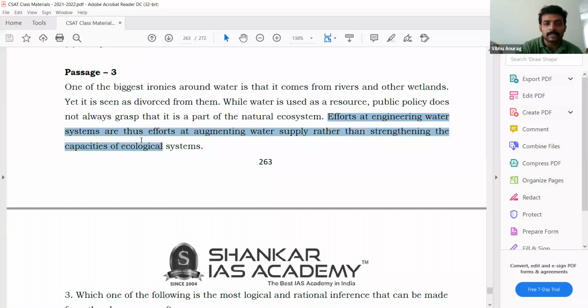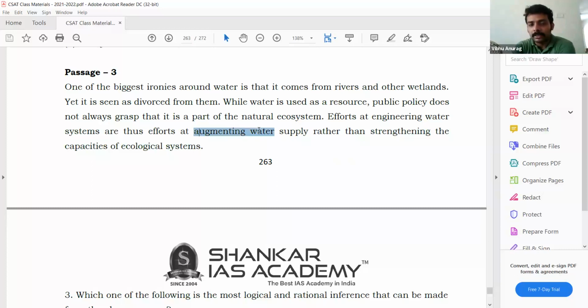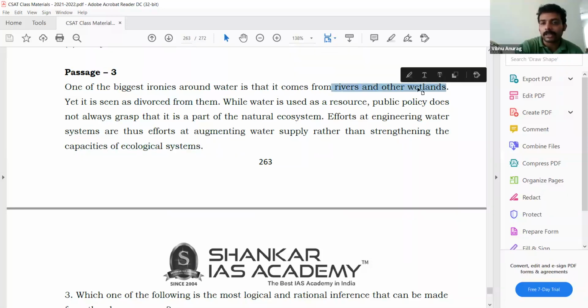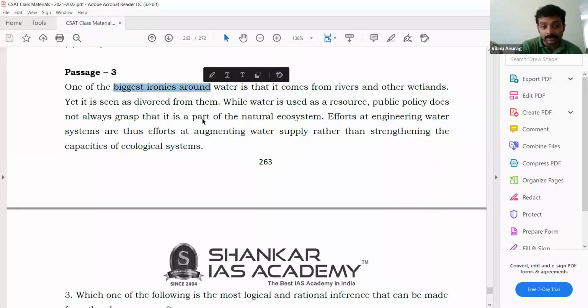So efforts at engineering water systems are thus efforts at augmenting water supply. Augmenting means strengthening water supply, rather than strengthening the capacities of ecological systems. So he is highlighting the current scenario that whenever any effort is taken at engineering some water system, they focus on strengthening the water supply instead of improving the capacities of ecological systems, because water is seen as separate from rivers and other wetlands. And this is one of the biggest ironies.